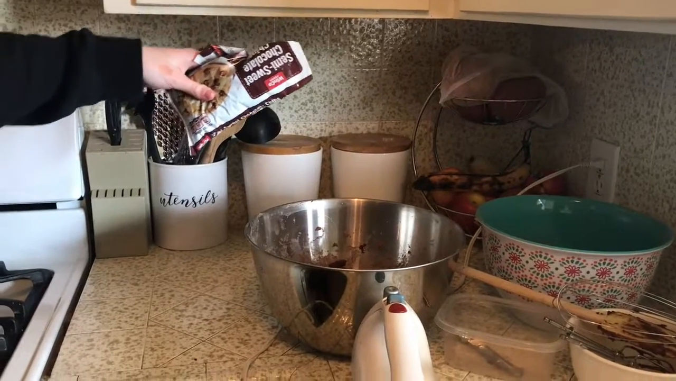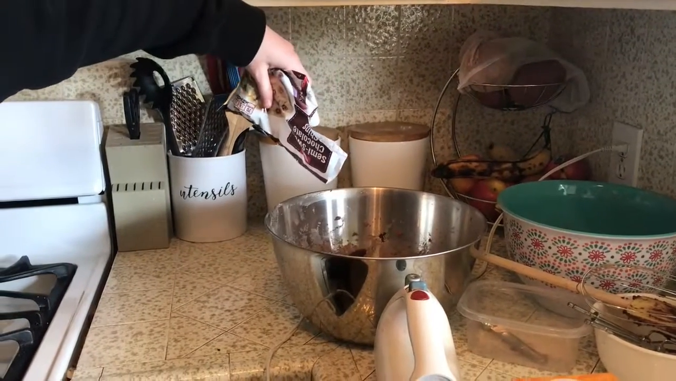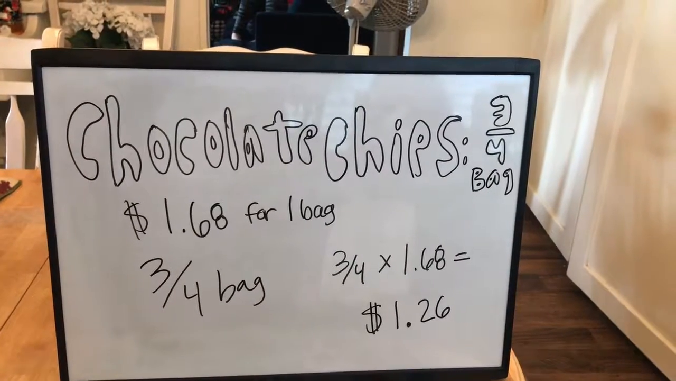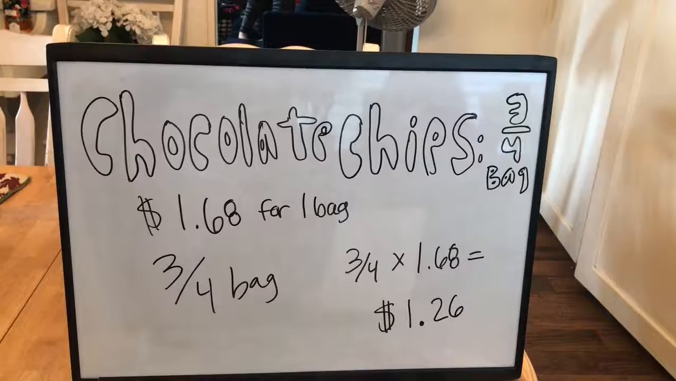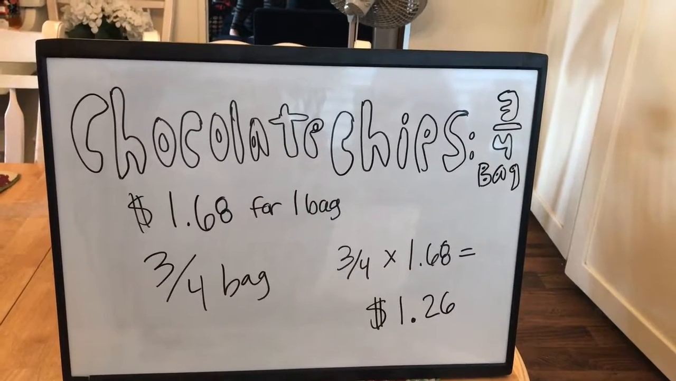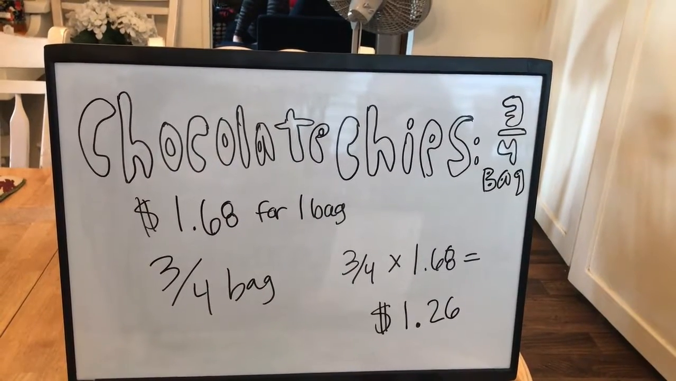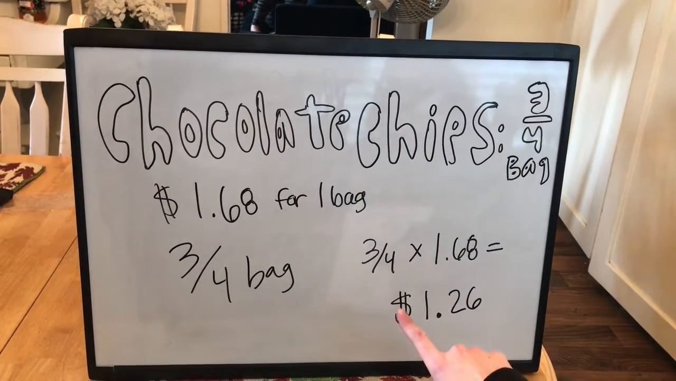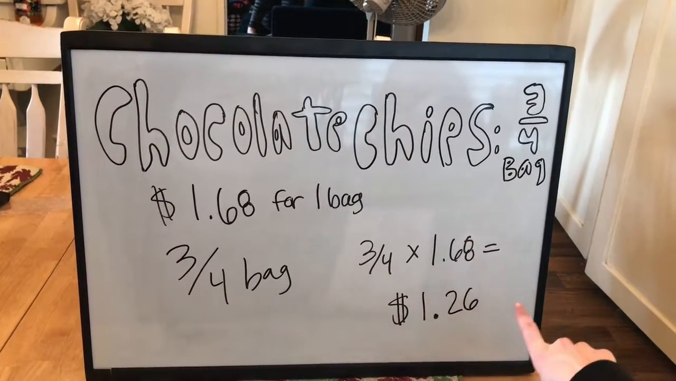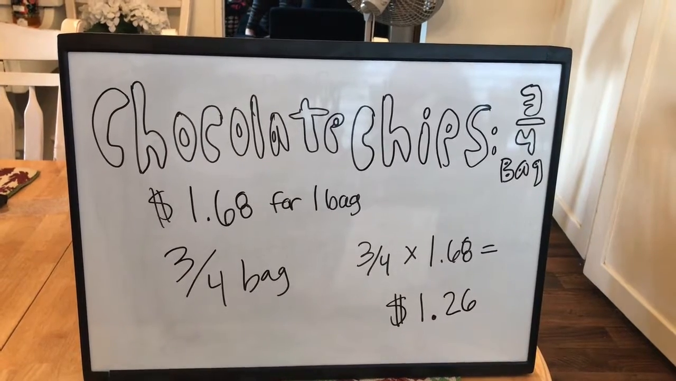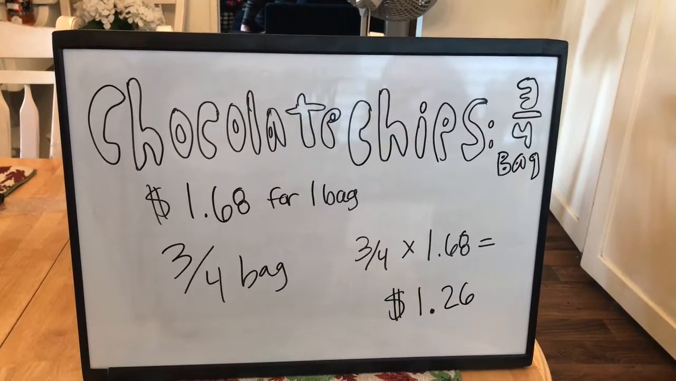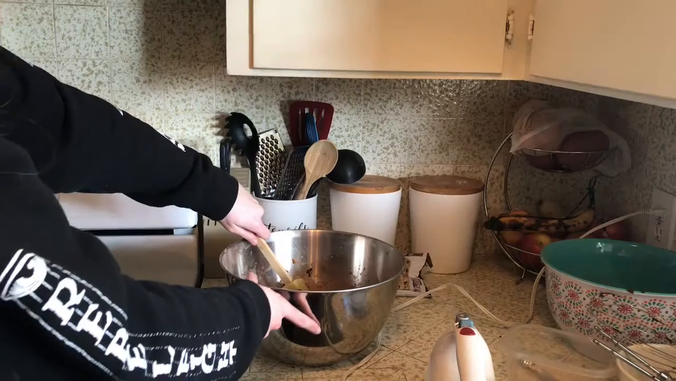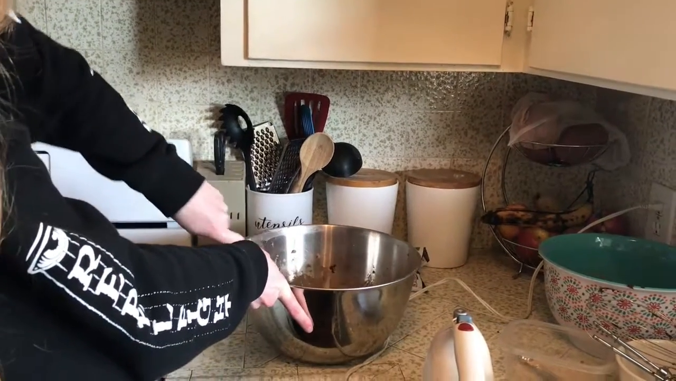Lastly, we add the chocolate chips. The last ingredient is chocolate chips. For this recipe, I used 3/4 of a bag of chocolate chips. One bag costs $1.68 at the store. 3/4 times 1.68 equals $1.26. In total, we used $1.26 worth of chocolate chips for these cookies. Then, stir in the chocolate chips.